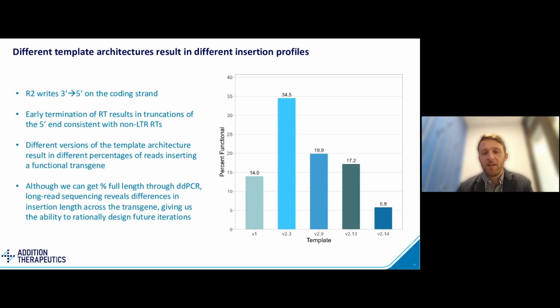And this is information that you can get by doing ddPCR, by counting the number of events at the 3' end and the 5' end and just doing that division. However, what's really useful about long-read sequencing is that it gives us information about the entire length of the transgene. And we can see which specific sequence elements are performing better or worse and use that information to rationally develop our template in future design iterations. And that's proven to be a really, really useful tool.